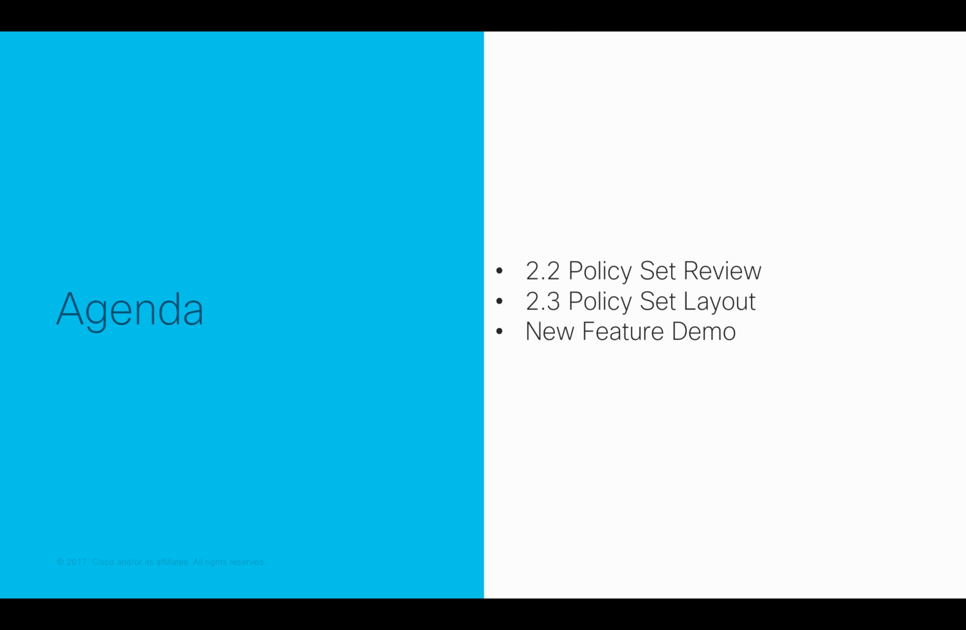I'd like to talk to you about policy user interface enhancements in the Identity Services Engine version 2.3. There's just a few things I want to talk about today. I want to go over a review of the 2.2 policy sets. I want to show you the layout of the 2.3 version of ISE in the policy set form, and then I want to show you some of the new UI features.